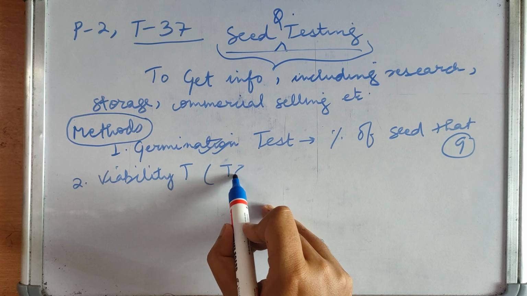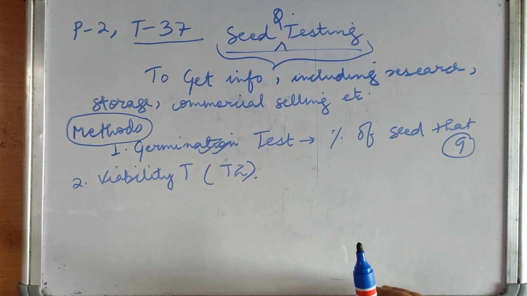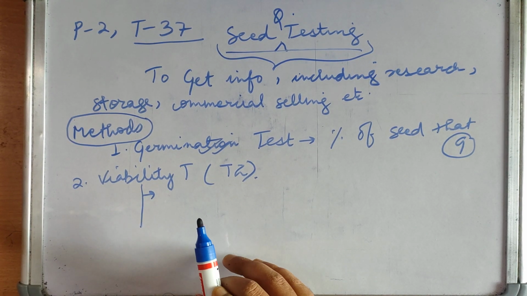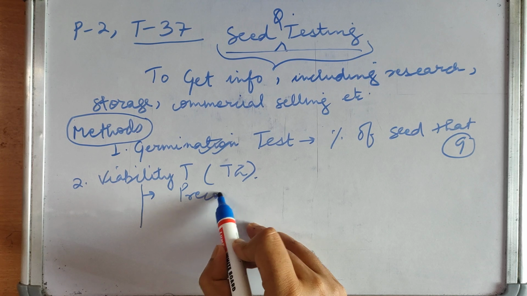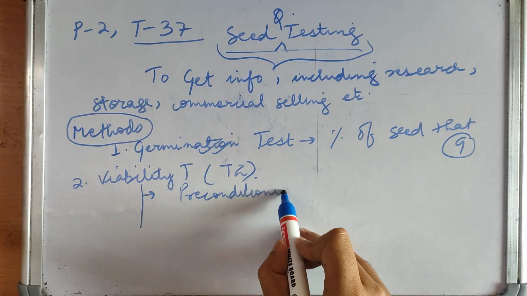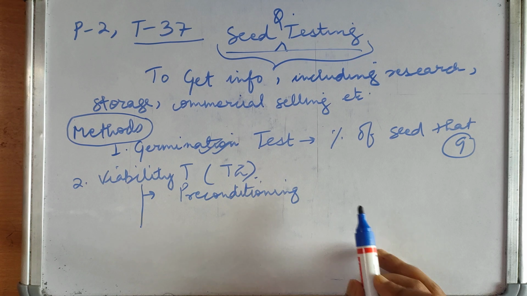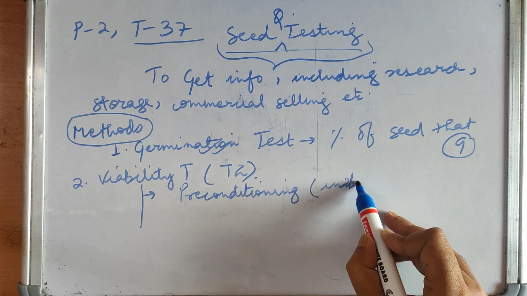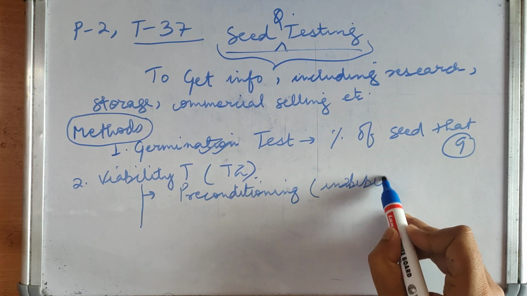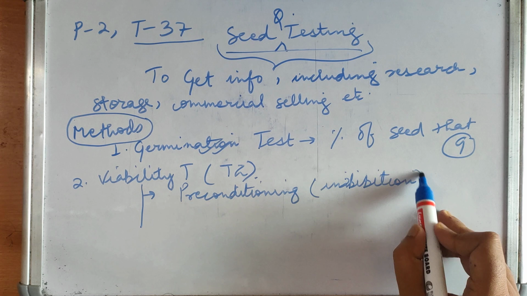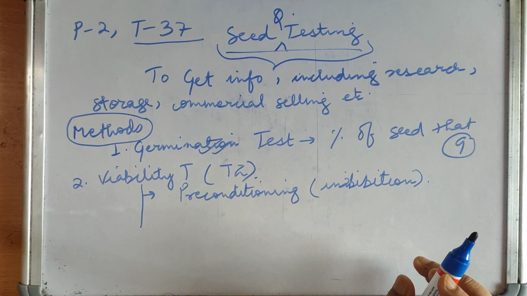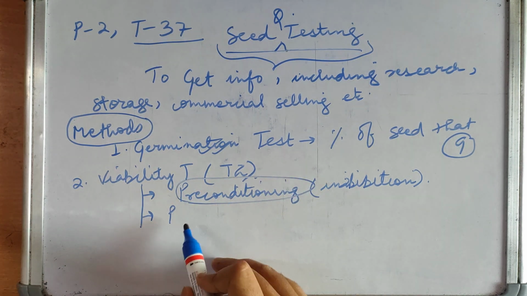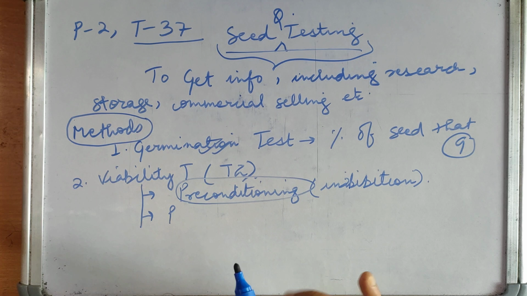It is also known as the TZ test. So it has 3 steps. The first one is preconditioning, which is imbibition. That is conditioning before adding some chemicals.